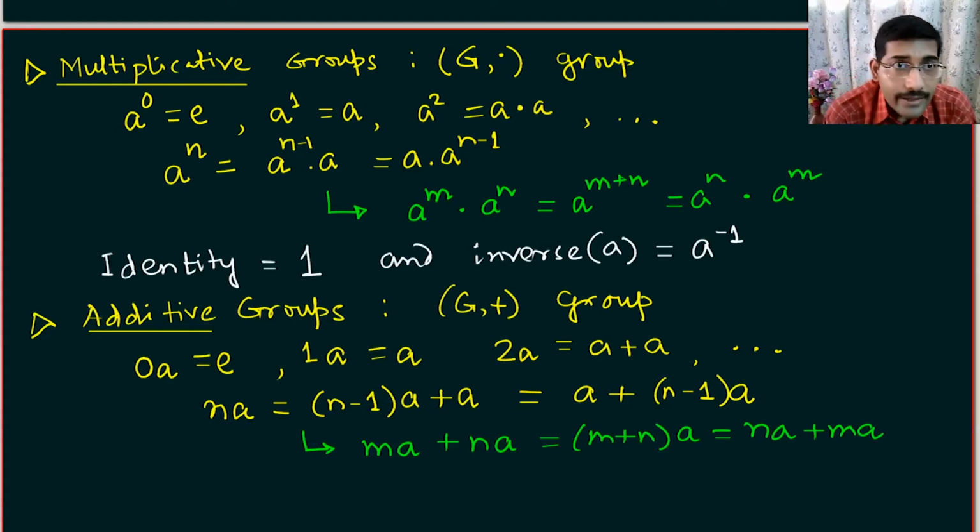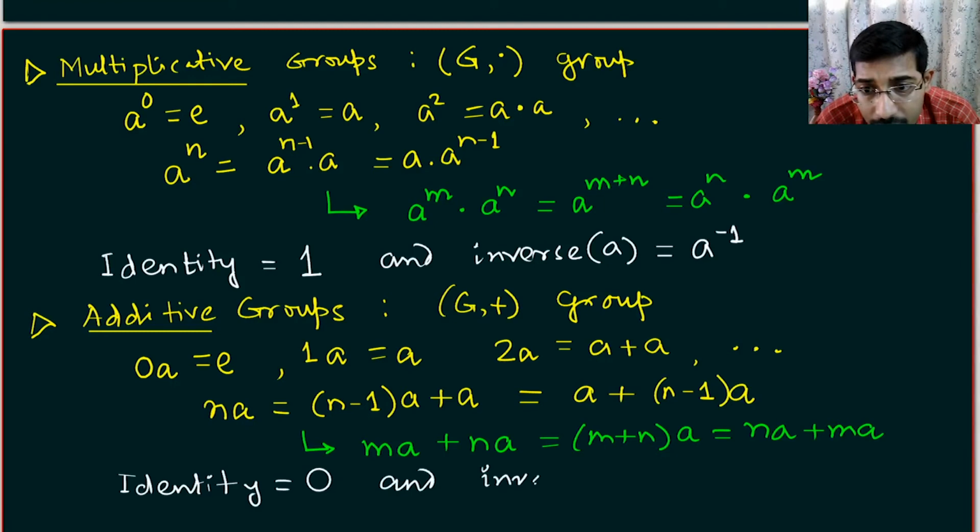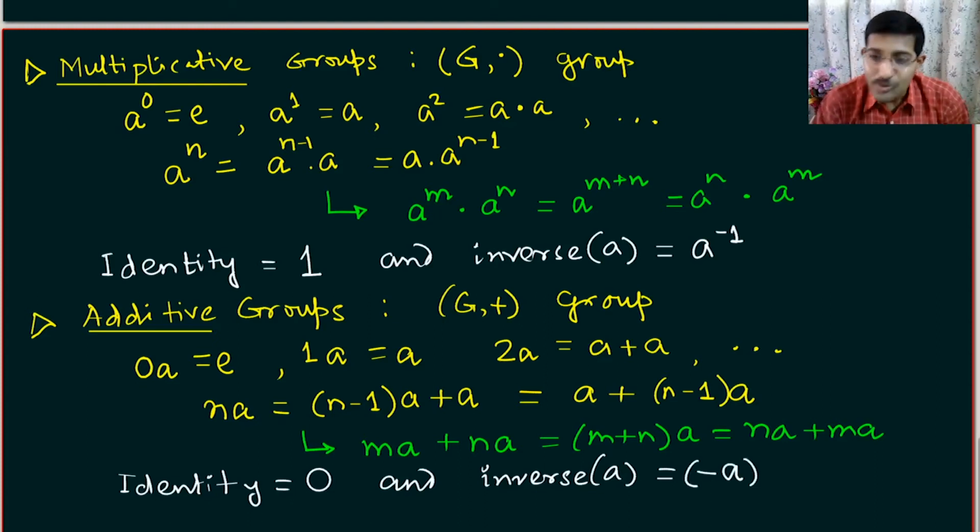So here again, I will notify my identity element. Since it's additive, I will consider it as 0. And my inverse element of A, I will write as minus A, because A minus A will give me 0, the identity. Okay. So with this notation, let us now move forward.